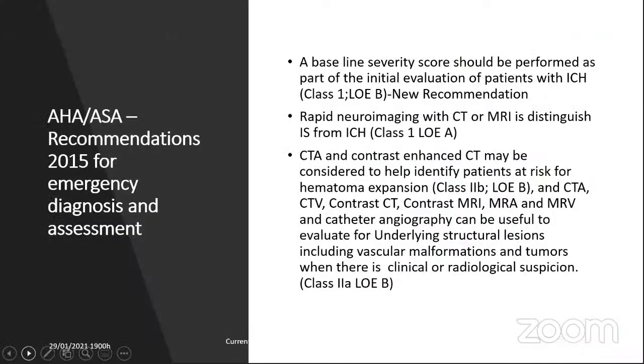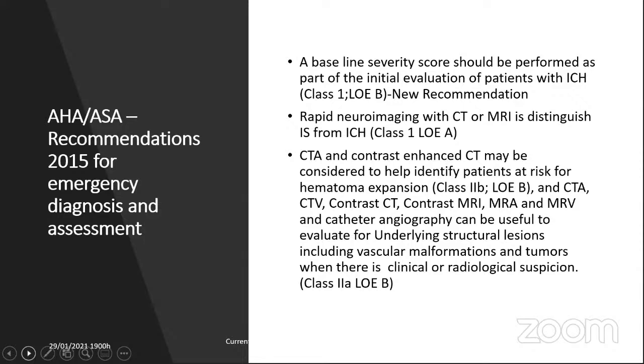And see, the recommendations in 2015 for emergency diagnosis and assessment tell us that a baseline severity score should be performed as a part of the initial evaluation of the patients with ICH. And so we'll learn the ICH score, and rapid neuroimaging with CT or MRI is to distinguish ischemic stroke from ICH. It has to be done. CT angiography and contrast enhanced CT may be considered to help identify patients at risk for hematoma expansion. So a vascular imaging is also important.